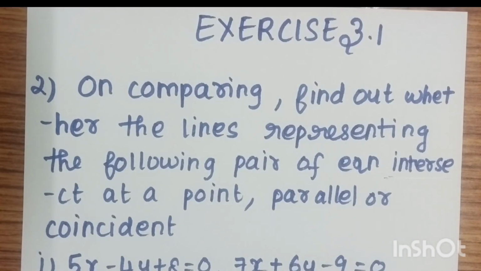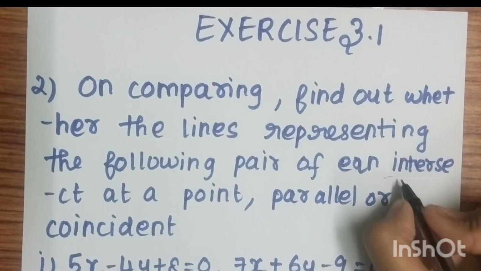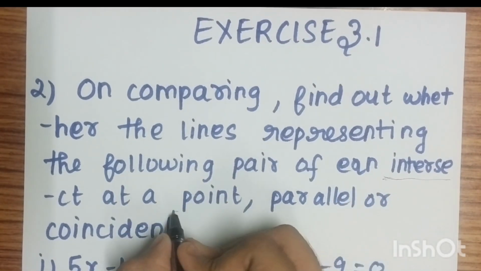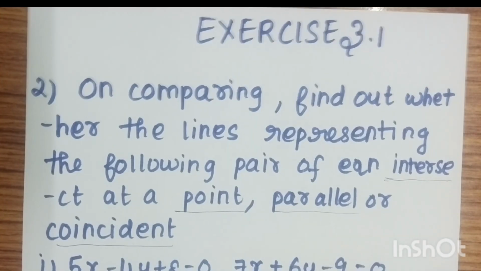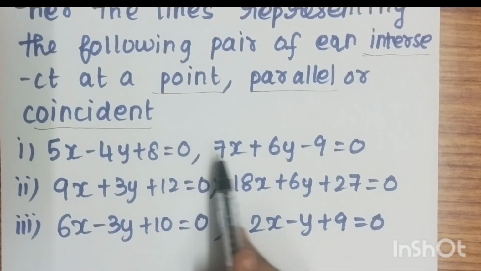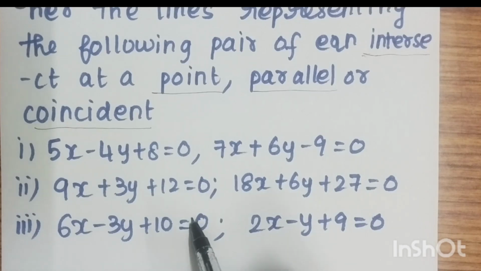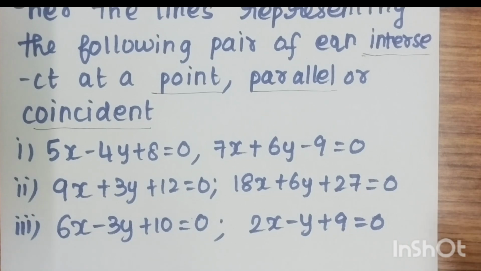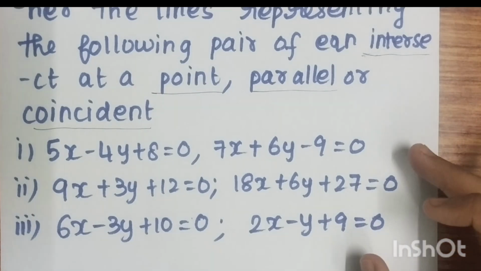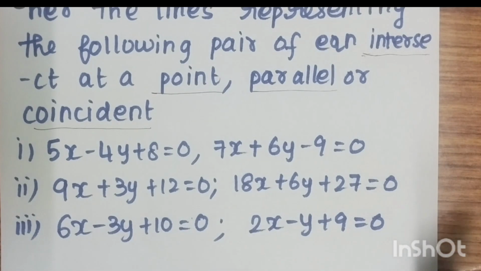Hello everyone, today we are going to see class 10 exercise 3.1 second sum on comparing the ratios. Find out whether the lines representing the pair of equations intersect at a point, parallel or coincide. They have given you two linear equations in each sum, and they are asking us to find whether these pairs of equations are intersecting, parallel or coincide. We can find it out without plotting the graph itself. It is through the ratios, right?